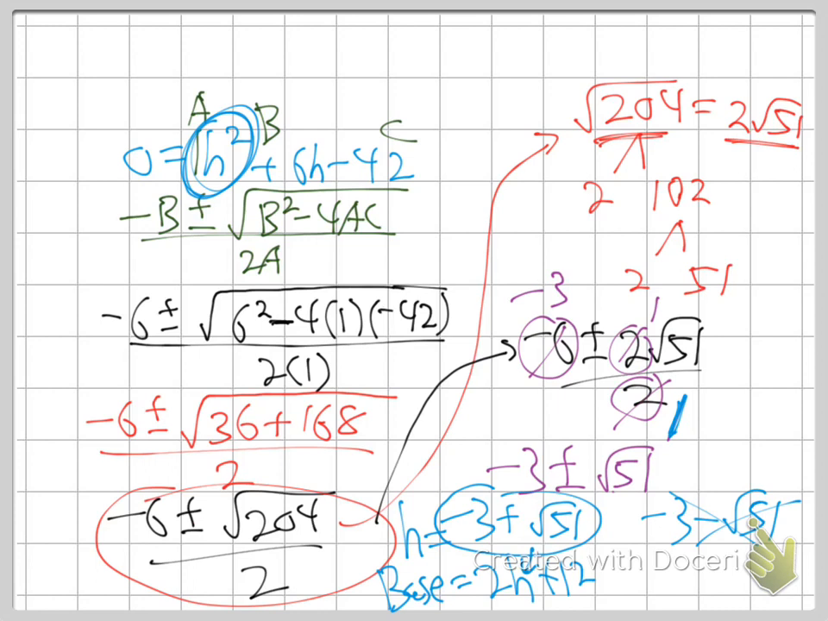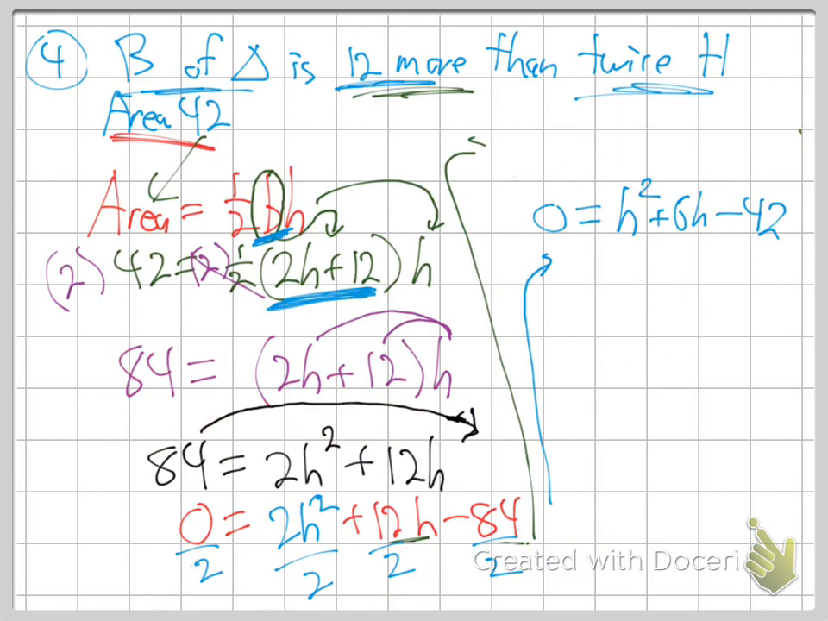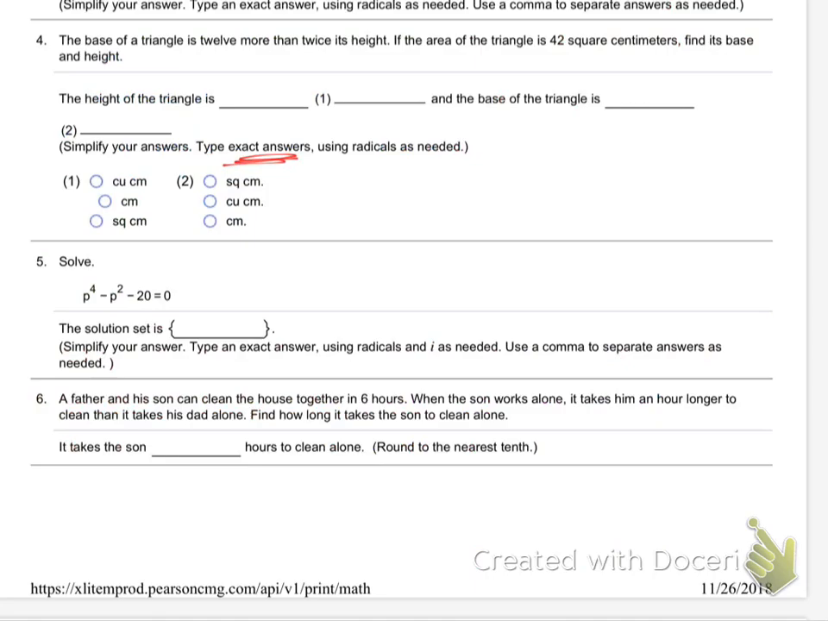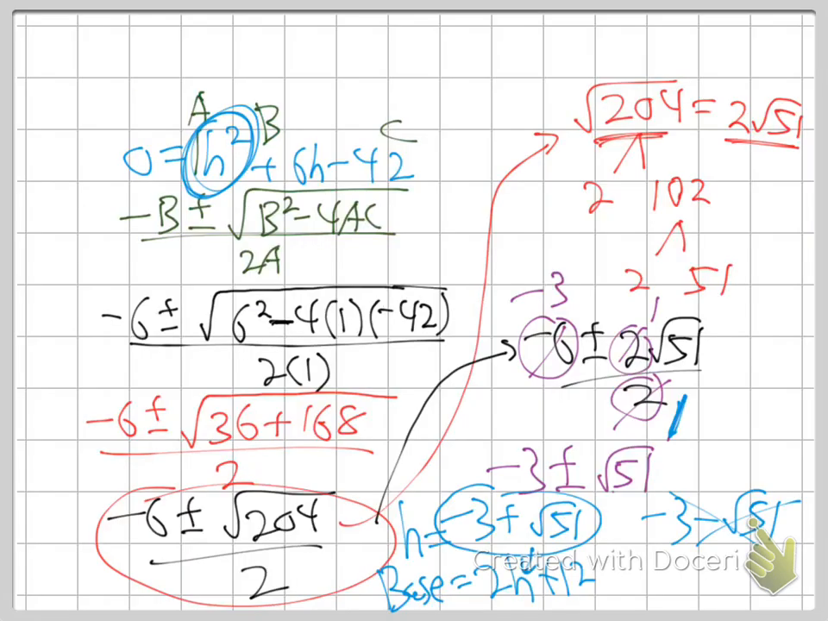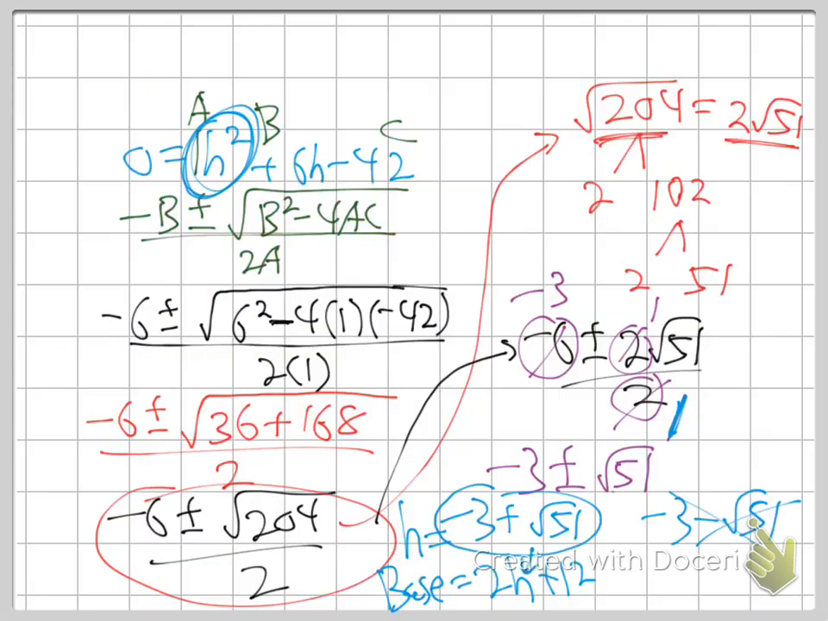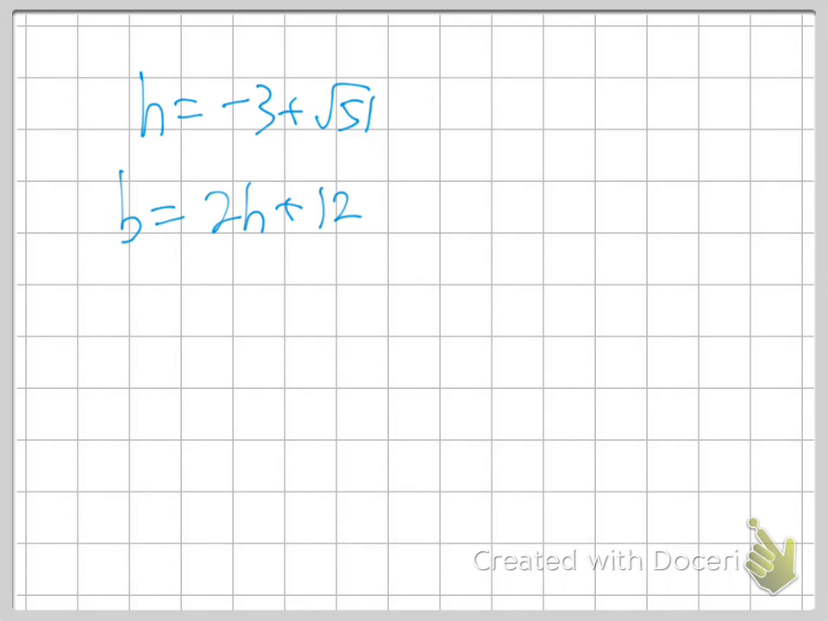Base equals 2h plus 12. We got that from back here. Remember back when we first put it in? They said the base is 12 more than twice the height. Plug that in. I'm kind of out of room here. Minus 3 plus root 51. And the base is 2 times the height plus 12, right? Yep. All right, let's wrap this thing up and be done.